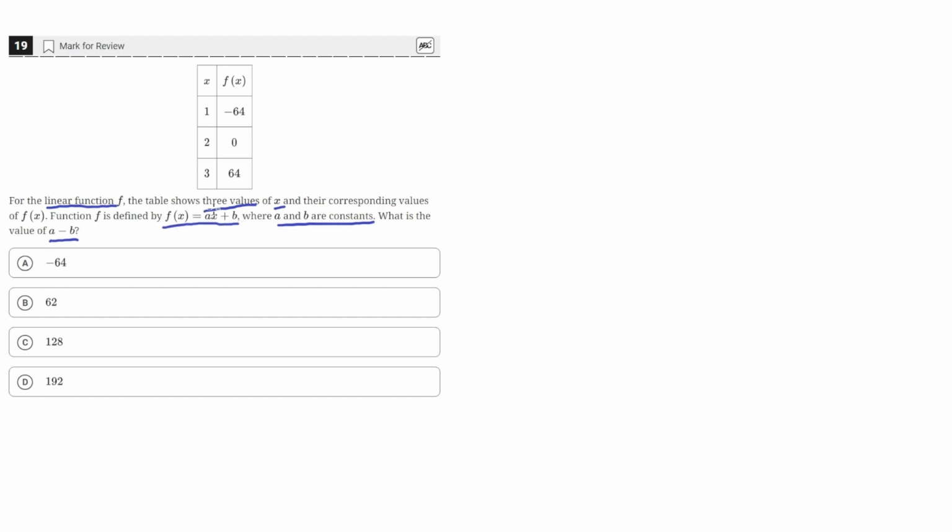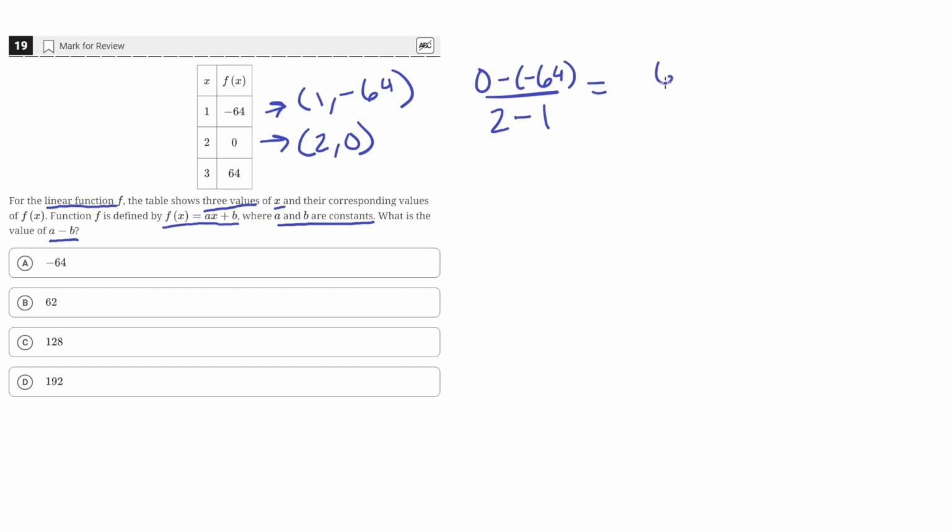In order to find the value of a, which is just the slope, since that's what's being multiplied with x, we can take 2 points and find the rise over the run between those 2 points. So we can use this point, 2, 0, and this point, 1, negative 64. So the change in x values is 2 minus 1, which will be our denominator, and then the rise will be 0 minus negative 64, which is just equal to 64 over 1. So that's the value of a, 64.